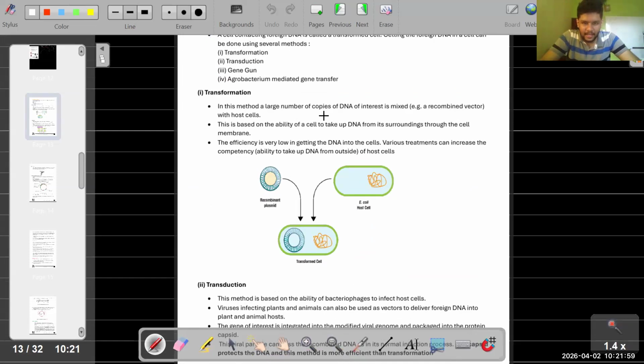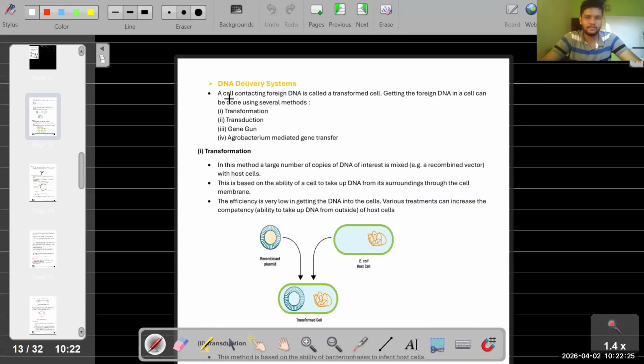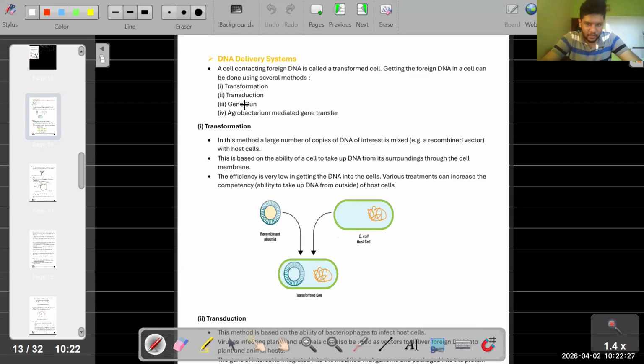In this method, a large number of copies of the DNA of interest is mixed with host cells. Here they have put the example of a recombinant vector, which means DNA plus vector. So a large number of copies of DNA are being mixed with host cells, which means they have been inserted into host cells. Now we have learned this, and they are explaining it again in another location. Can you understand the first point?